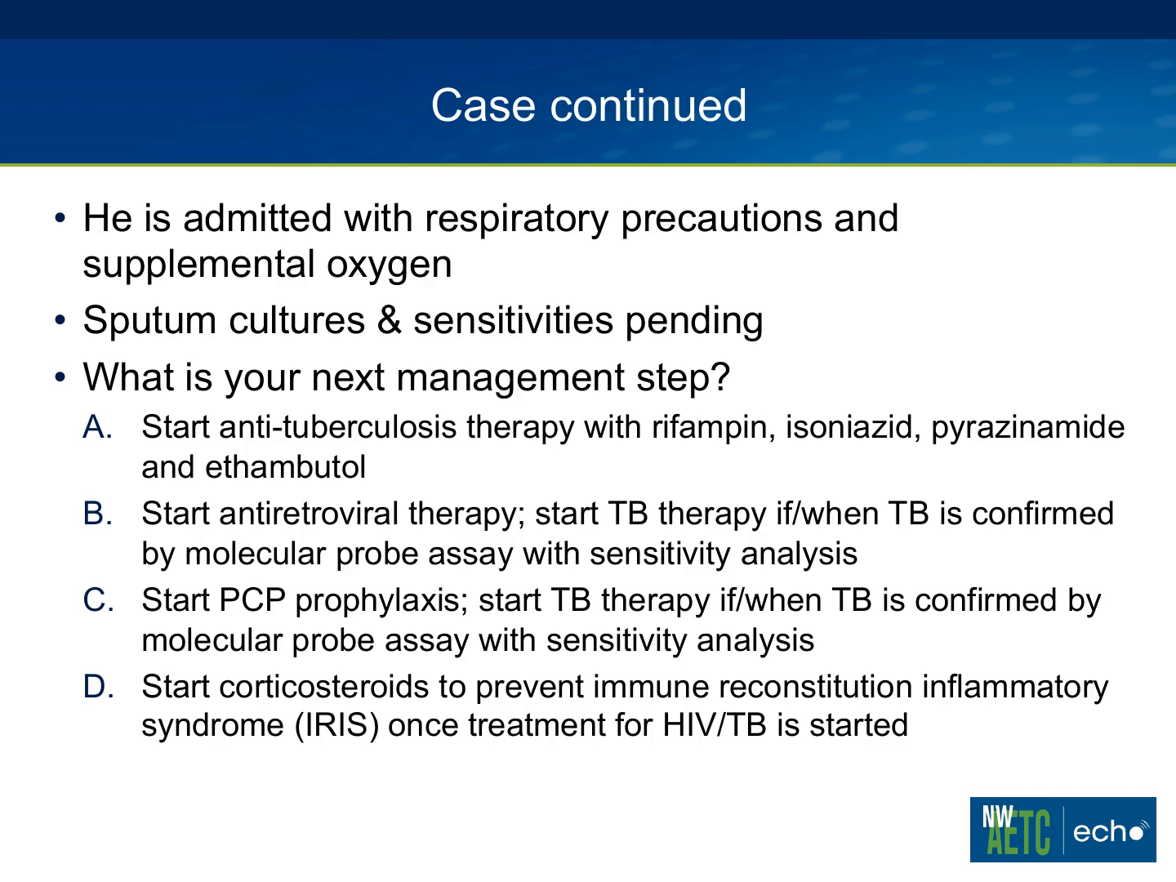Would the next step be to start prophylaxis against pneumocystis pneumonia, again, deferring the initiation of tuberculosis therapy until we confirm the diagnosis with the molecular probe assay and we have resistance sensitivity analysis? Or would it be to start steroids in order to prevent the possibility of an immune reconstitution inflammatory syndrome once we start treatment for the HIV and tuberculosis?